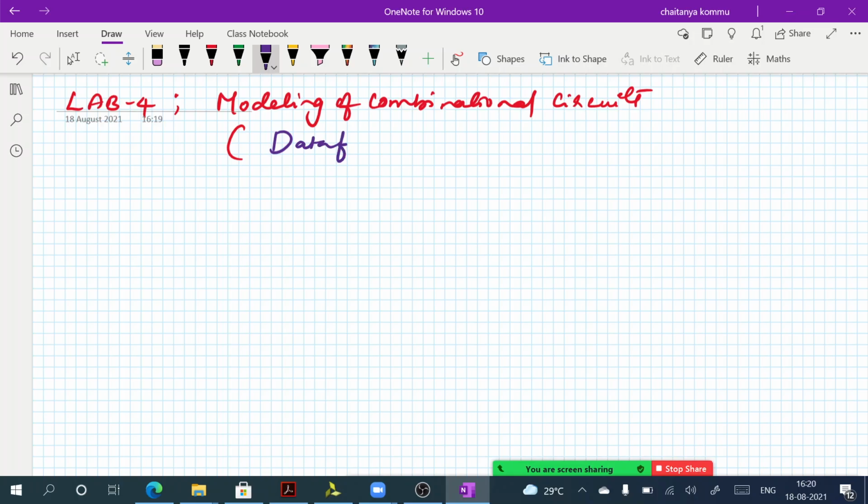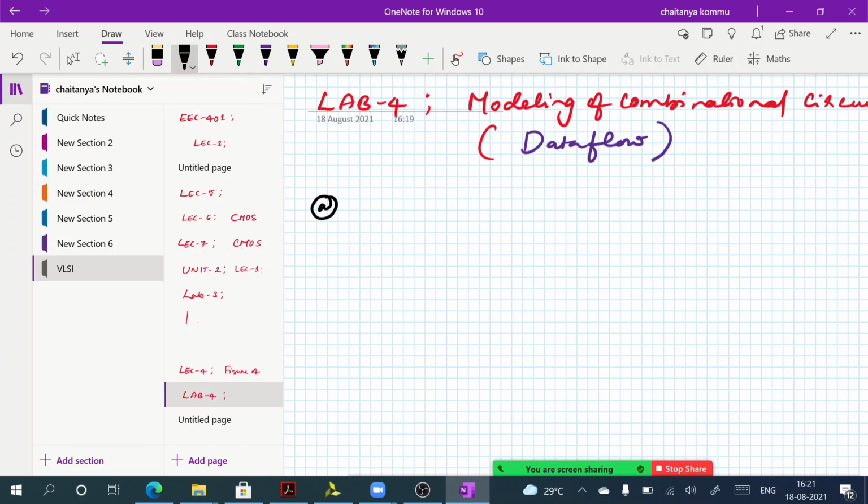It is the data flow model. Okay, so we see the same problem. Let us consider here, or we shall take another problem. So we'll take the same problem so that we can identify the difference between the data flow and gate level modeling, and how differently we can write the test bench for that one. Okay, so take that one.